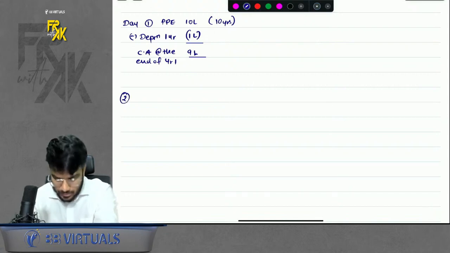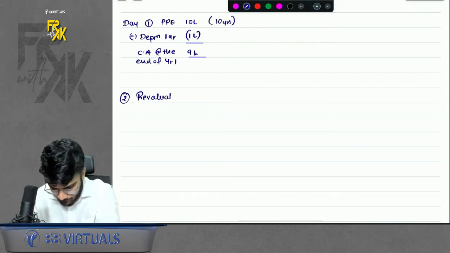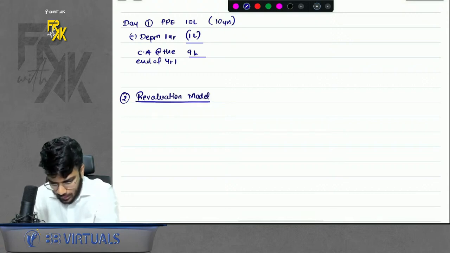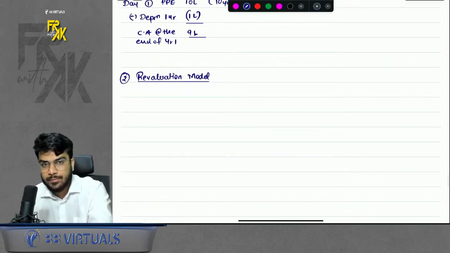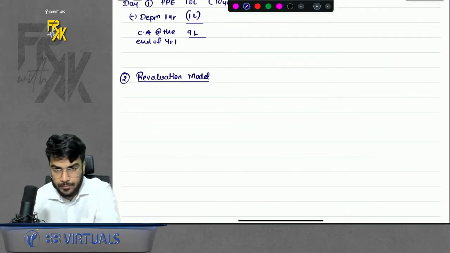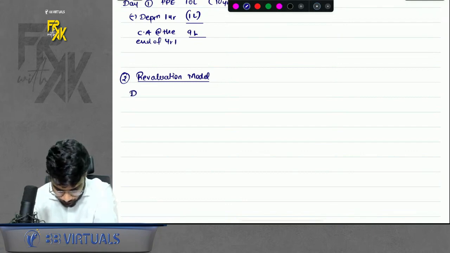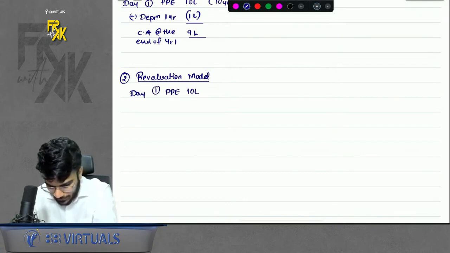Now let's move towards the second model, and that is the revaluation model. Under the revaluation model, at what value do we show the asset? We show the asset at fair value basically. Let's say on day 1 again, you purchased one PPE at 10 lakhs, which has a life of 10 years.